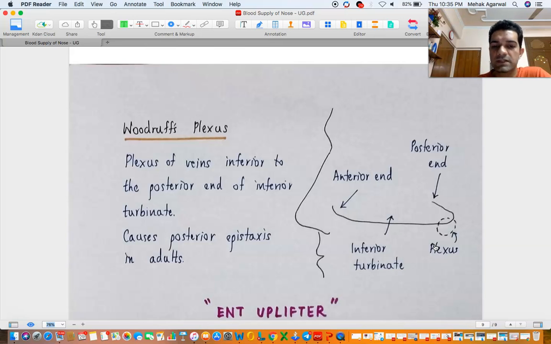So before you discuss about epistaxis, you need to know the vascular anatomy of nose. The blood supply of septum, the blood supply of the lateral nasal wall, Little's area, Woodruff's plexus, Kiesselbach's plexus, and also retrocolumnar vein.